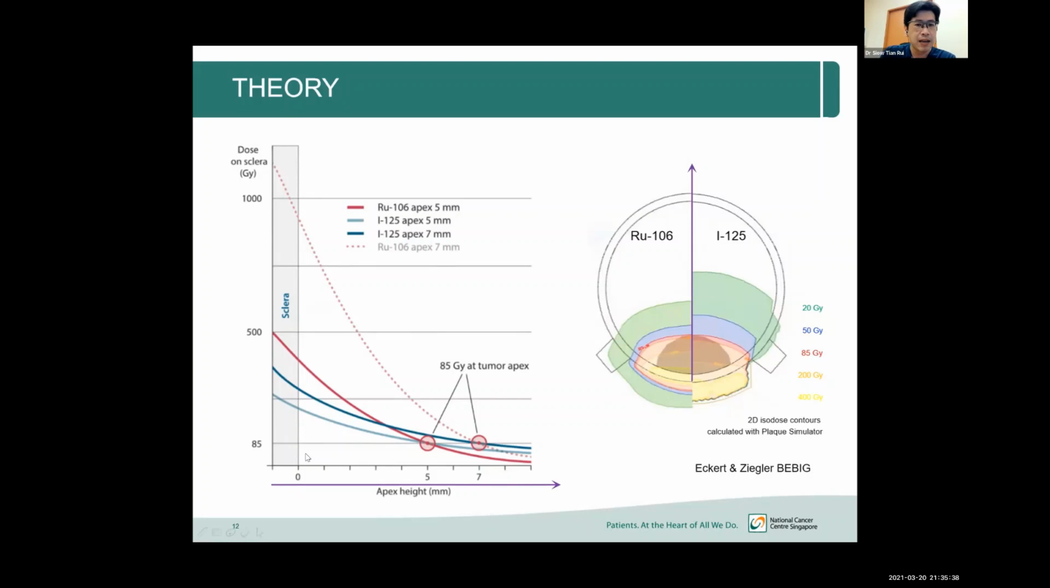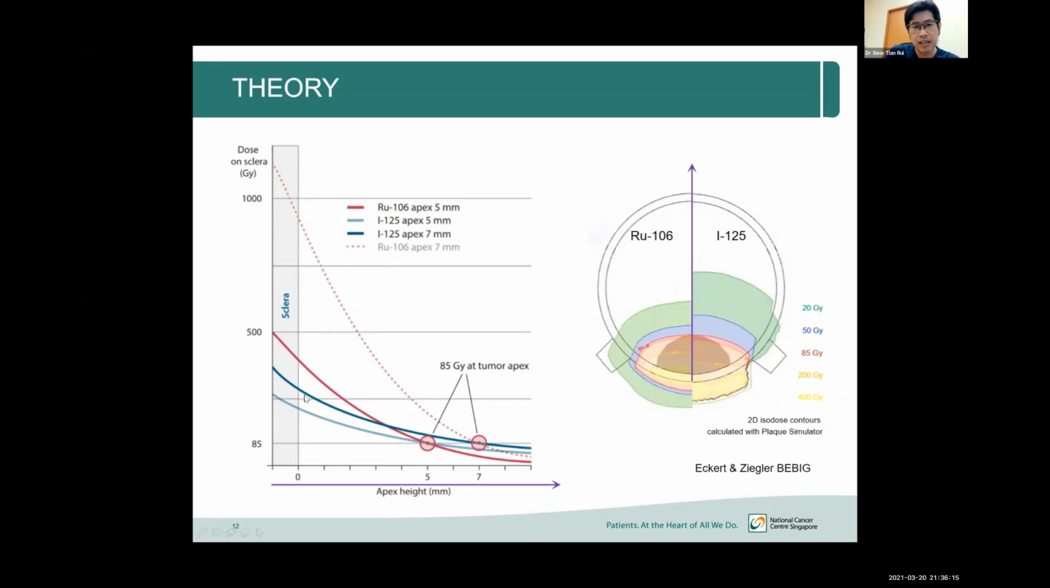However, if you have a tumor that's about 7 millimeters thick, to get the same 85 grays, you need to increase exposure. That means you need to keep the plug in the eye longer. It's not so much the fall off here, this is fine. The problem is that the rest of the eye, which is here, the sclera, is going to get a very, very high dose, and this is where you might affect the eye. So for a larger tumor, because of the gentler slope of the dose gradient, it is more feasible and safer to use the iodine plug, and for smaller tumors, it's the ruthenium plug.